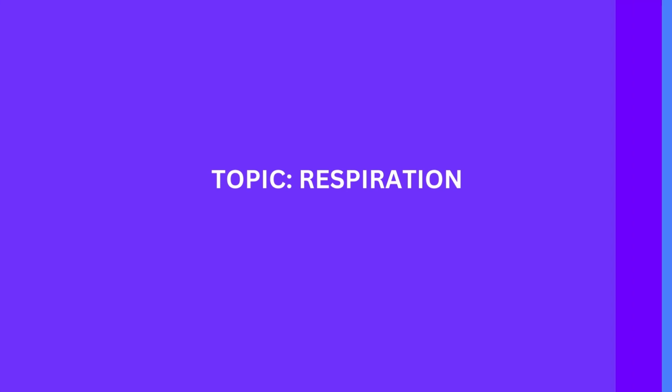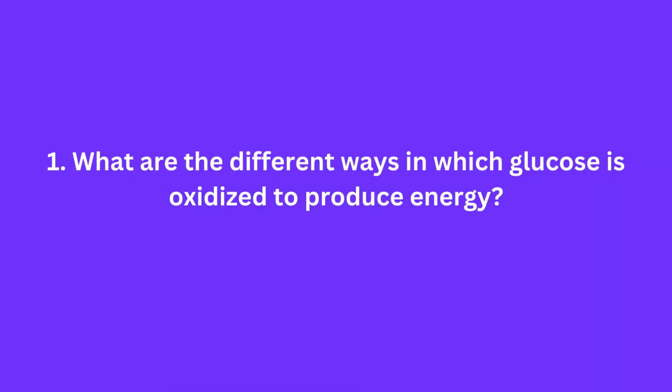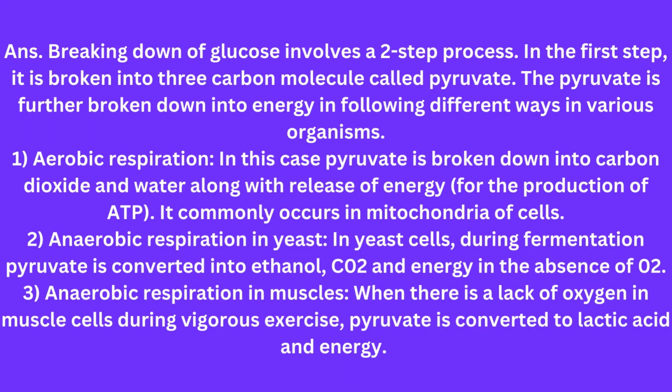Topic: Respiration. 1. What are the different ways in which glucose is oxidized to produce energy? Answer. Breaking down of glucose involves a two-step process. In the first step, it is broken into a 3 carbon molecule called pyruvate. The pyruvate is further broken down into energy in the following different ways in various organisms.